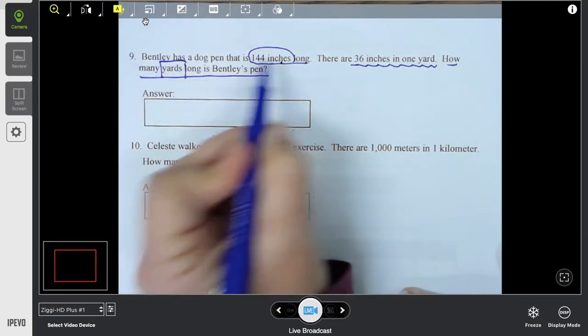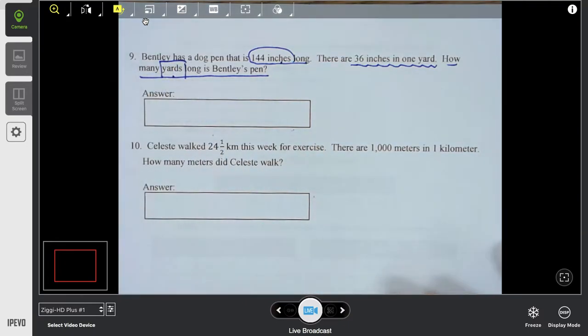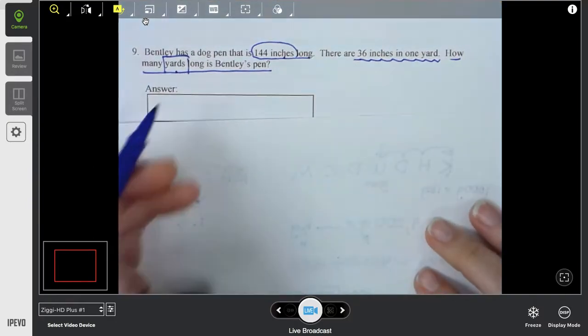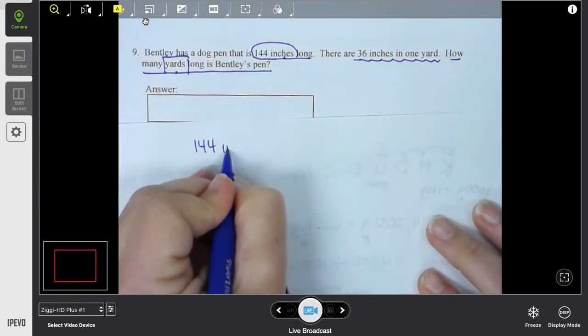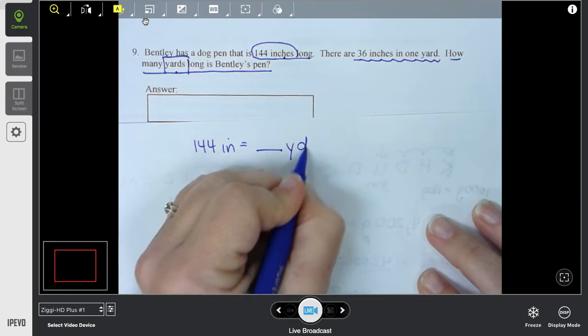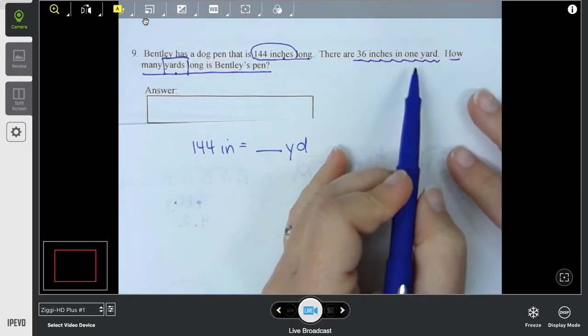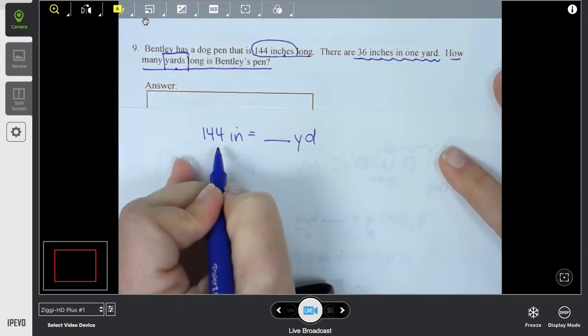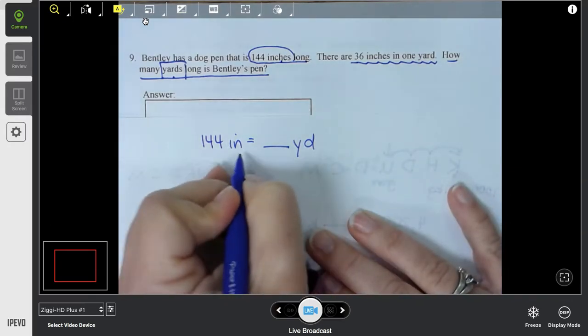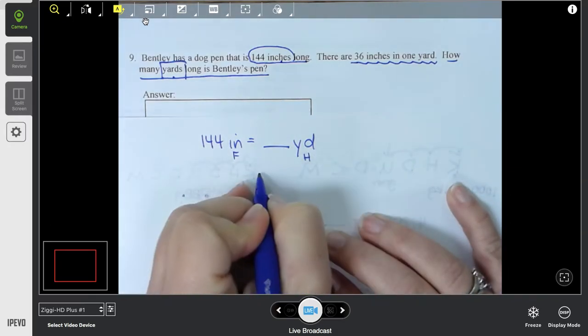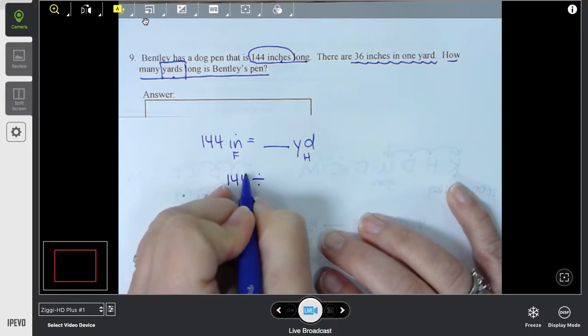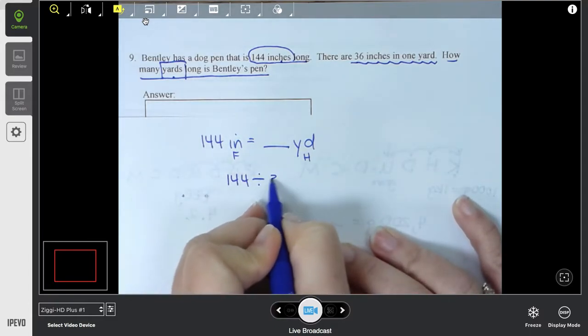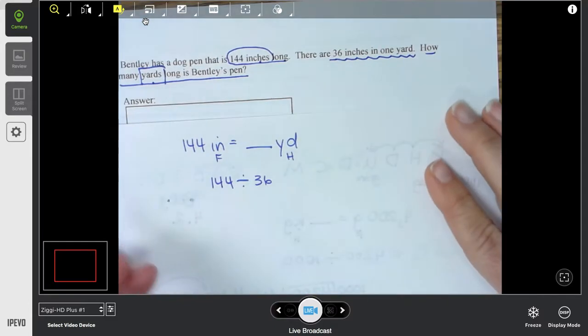So we're taking inches, going to yards. 144 inches equals how many yards? And we know 36 inches makes a yard. So I'm going to take these 144 inches, fly to horse, divide, of course. 144 divided by 36. That's a nice big division problem, huh?